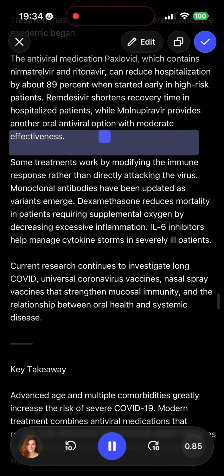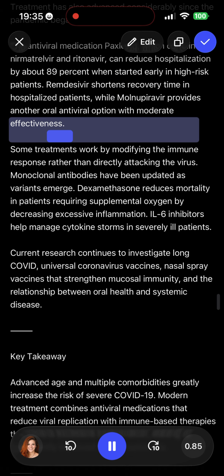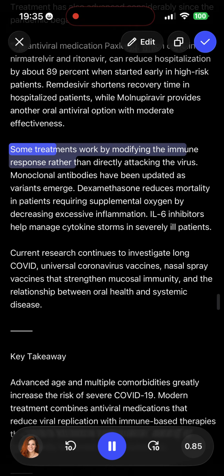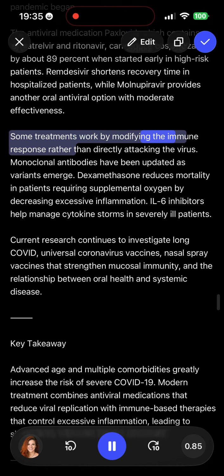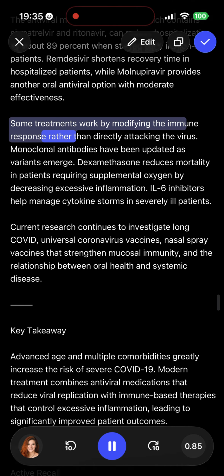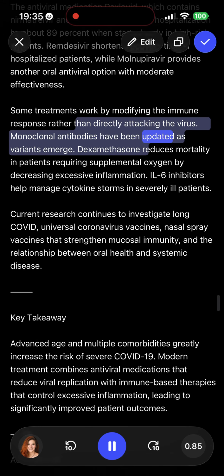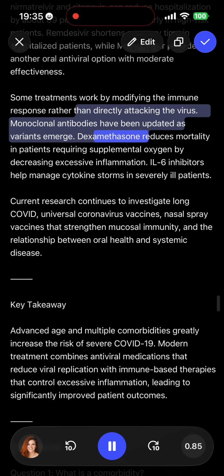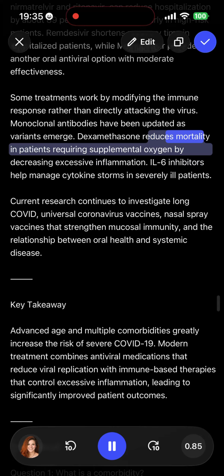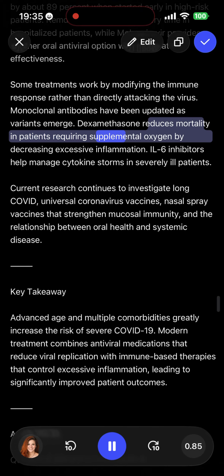Some treatments work by modifying the immune response rather than directly attacking the virus. Monoclonal antibodies have been updated as variants emerge. Dexamethasone reduces mortality in patients requiring supplemental oxygen by decreasing excessive inflammation. IL-6 inhibitors help manage cytokine storms in severely ill patients.